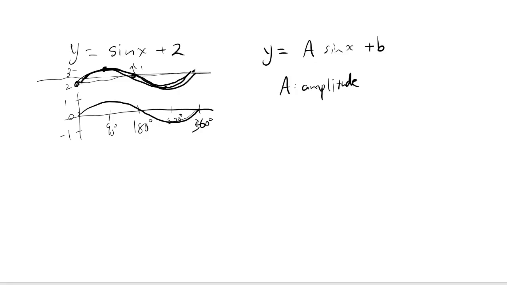And b shifts the entire thing up or down depending on the value. If you add it, it's going to go up; if you subtract it, it's going to go down, right? So b is what we call the vertical shift. Okay, and actually that's the easy part. Now let's tackle the harder part.